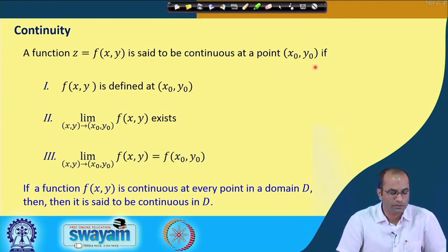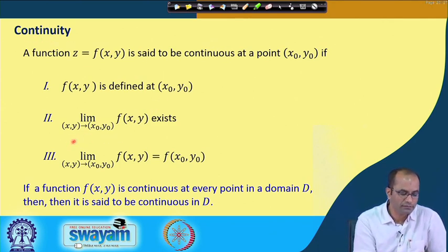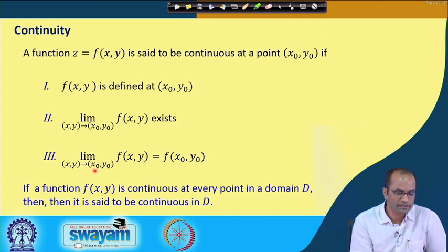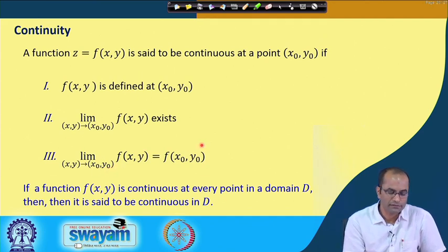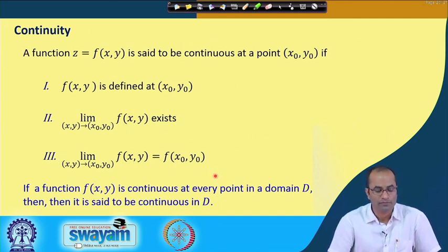And if a function f(x, y) is continuous at every point in the domain D, then we call the function continuous in that domain D. So, eventually, continuity is basically finding the limit as (x, y) goes to (x0, y0), and then observing that this limit should be equal to the function value at (x0, y0).